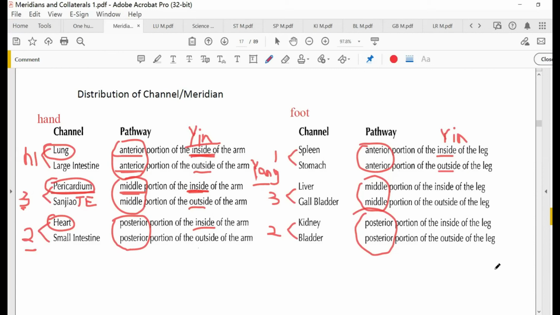You don't have to know exactly the pathway for now, but generally you know, okay, the lung meridian, anterior. Yeah, that's the TCM anatomical position, anterior, and the yin part of the arm, or it's called inside of the arm.